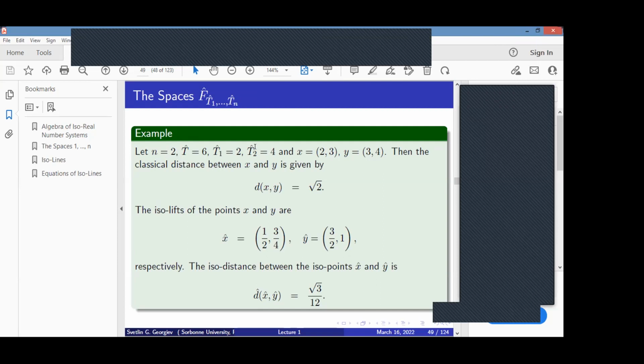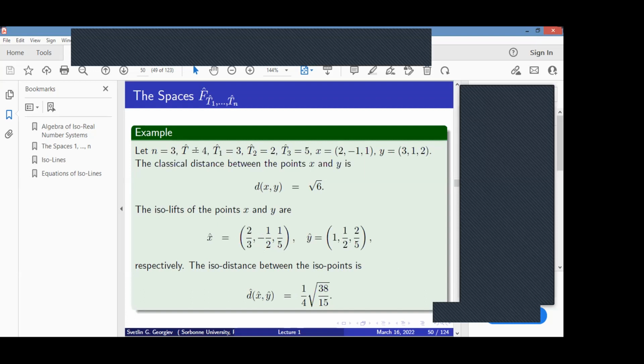Okay. So as a next example, we'll consider the three-dimensional example. Here is given the isotopic element. We take two real points x and y. The classical distance is this one. The isolift of x is given with this one. The isolift of y is given with this one. But the isodistance is this isoreal number. This number is very different than the classical distance.